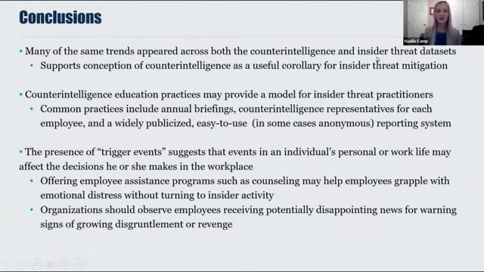So what have we learned from this study? What are our major conclusions and takeaways? The first important takeaway is that many of the same trends appeared across both the counterintelligence and the insider threat datasets. This supports the conception of counterintelligence, the discipline of counterintelligence, as a potentially useful corollary for insider threat mitigation. Additionally, counterintelligence education practices may provide a model for insider threat practitioners.